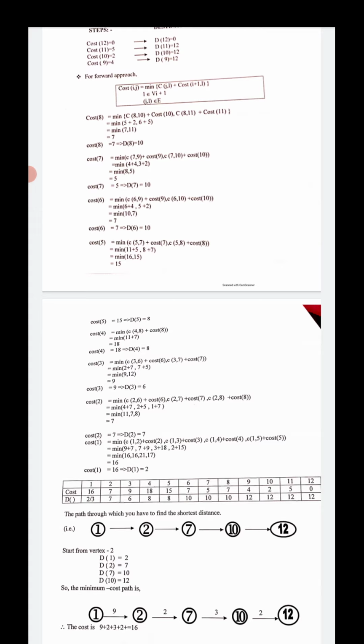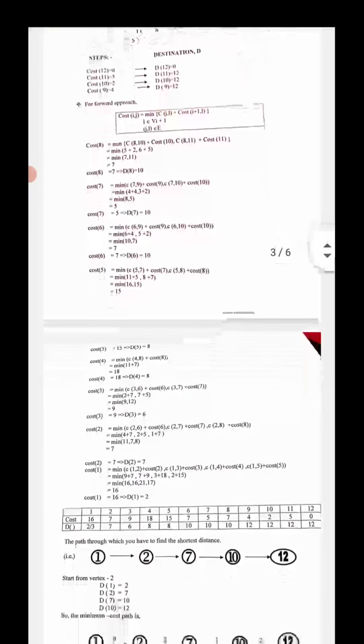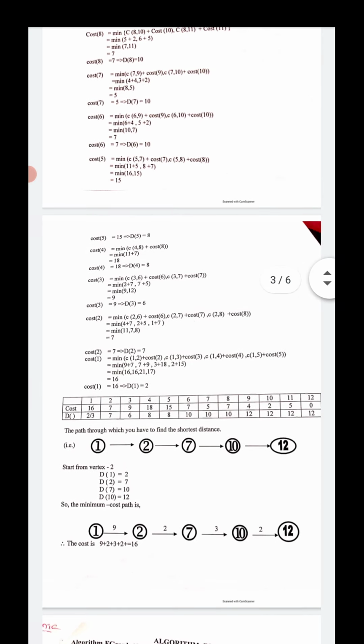Now the path through which you have to find the shortest path. If you need to find the shortest path, the value will become 16, the destination value here. If we look at the diagram, I have drawn some dotted lines. 1 to 2 is 9, 2 to 7 is 2, 7 to 10 is 3, 10 to 12 is 2. Okay, look at the 1 to 2, 2 to 7, 7 to 10, 10 to 12.